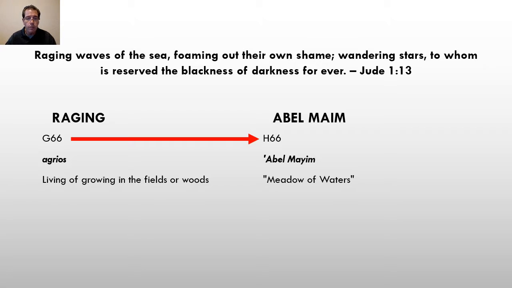Again, pointing to the fact that the fields of Gomorrah are the wireless signals. The vine of Sodom is the electrical system. Raging waves of the sea. The people are foaming out their own shame by raging waves. Again, meadow of waters, living or growing in the fields or woods. This is just one clue of many, one proof of many that this is indeed what the Word is talking about. Our time, our technology, our kingdom.